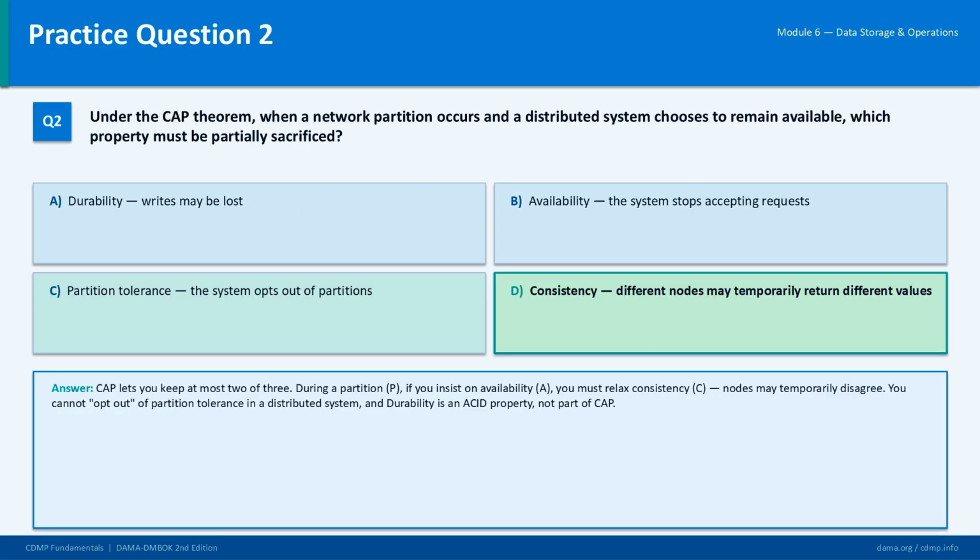Question 2. Under CAP, when a partition occurs and the system stays available, what's sacrificed? The answer is D, consistency. Different nodes may temporarily return different values. You can't opt out of partition tolerance in a distributed system, and durability isn't even part of CAP.